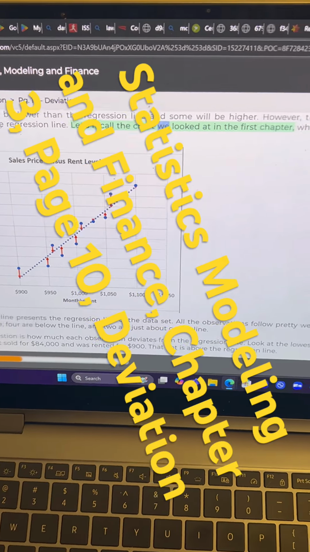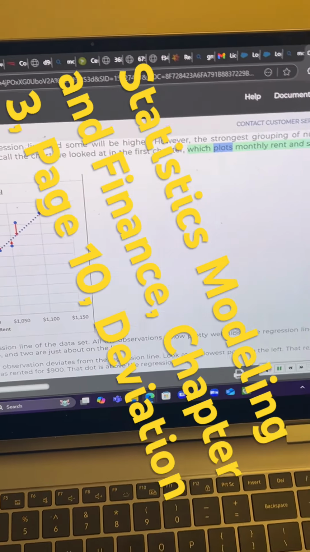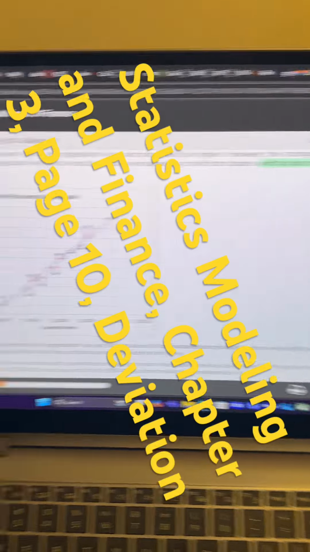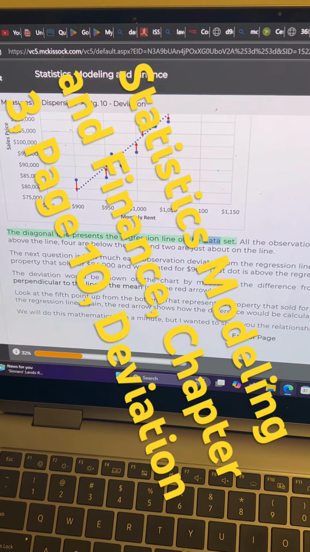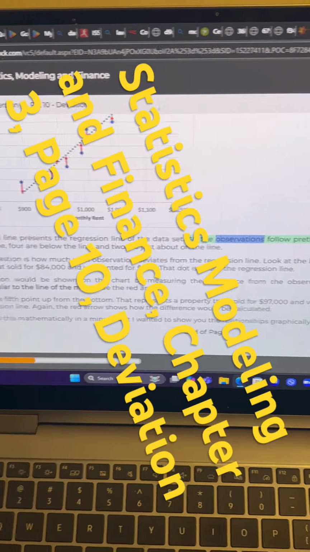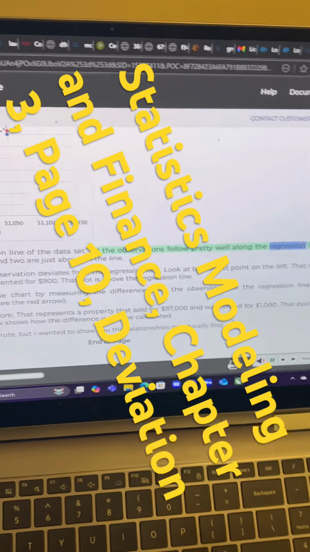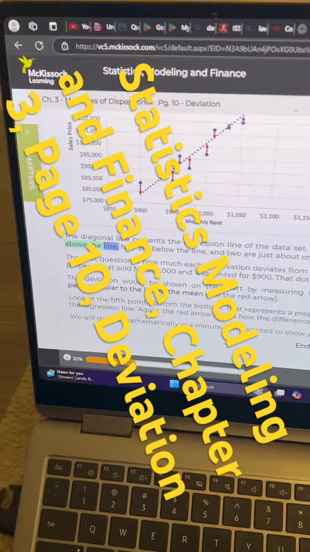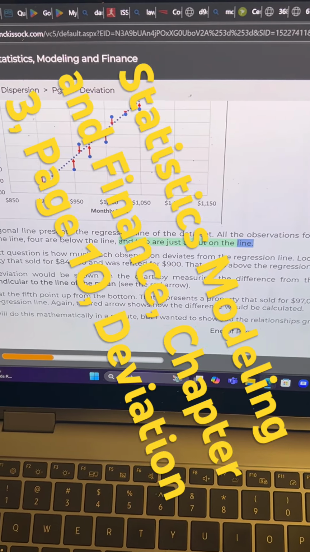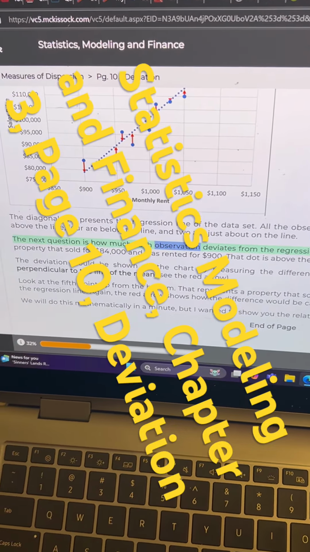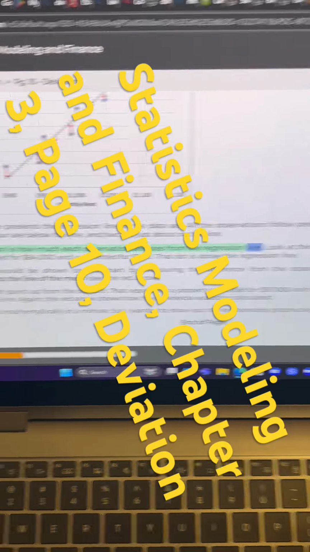Let's recall the chart we looked at in the first chapter, which plots monthly rent and sales price of 10 properties. The diagonal line represents the regression line of the data set. All the observations follow pretty well along the regression line. 4 are above the line, 4 are below the line, and 2 are just about on the line. The next question is how much each observation deviates from the regression line.